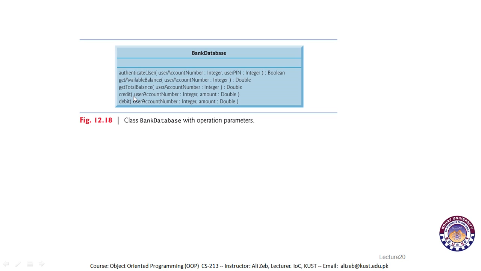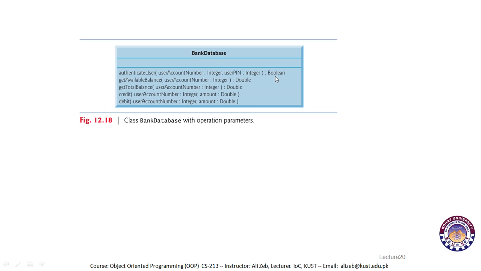And if we need to credit some amount to the user's existing balance, then we need the account number of that user and the amount that we want to credit to the existing balance. And if we are debiting any amount from the user's current balance, then we need the account number of the user and the amount that we want to debit from the balance of that user. So we can also add in our UML class diagram the parameters that a certain function will be needing.